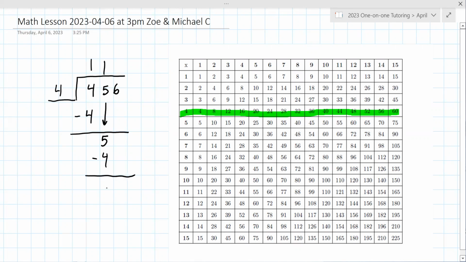1. Bring down the 6. How many times does 4 go into 16? 4 times. Very good. And what's 4 times 4? 4 times 4 is 16. Very good. All right.